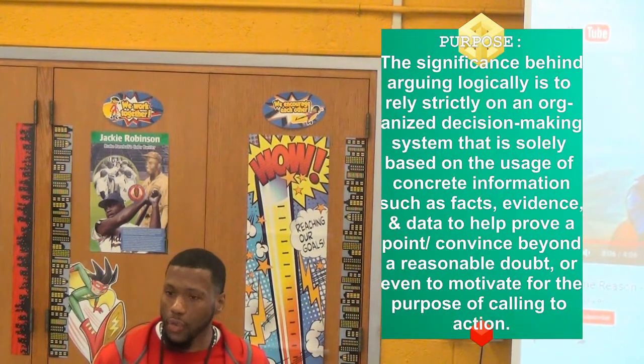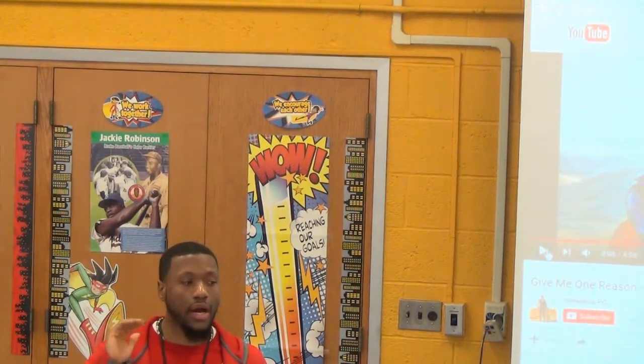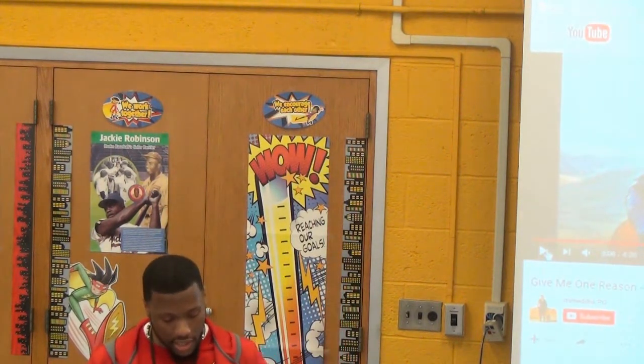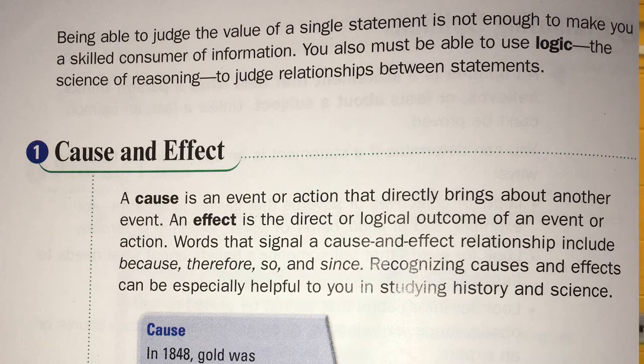The first appeal is logic. When you appeal to someone logically, that means that you're backing your opinion up with reasoning. That's what logic is. Yesterday, Sandra read for us at the top, it says, being able to judge the value of a single statement is not enough to make you a skilled consumer of information. You also must be able to use logic, which is the science of reasoning, to judge relationships between statements.